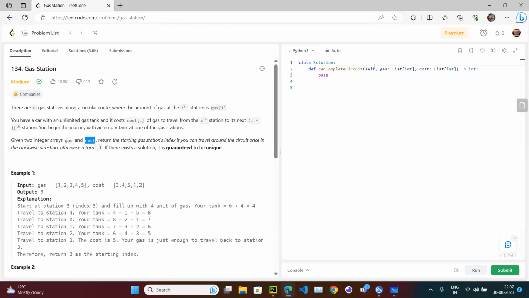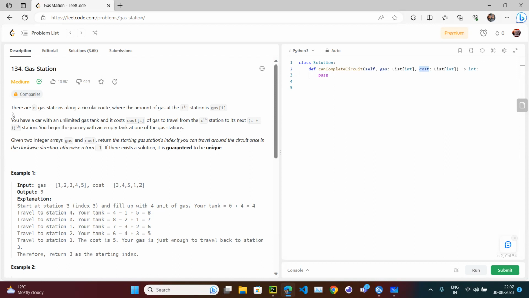we have two arrays given, one is gas and one is cost, as you can see in the function definition. Return the starting gas station index. So we need to return some integer, right? Return it if you can travel around the circuit once in a clockwise direction, otherwise return -1. If there exists a solution, it is guaranteed to be unique.